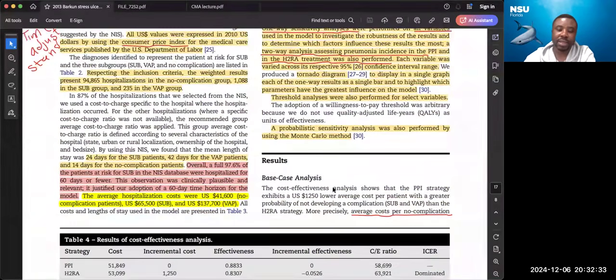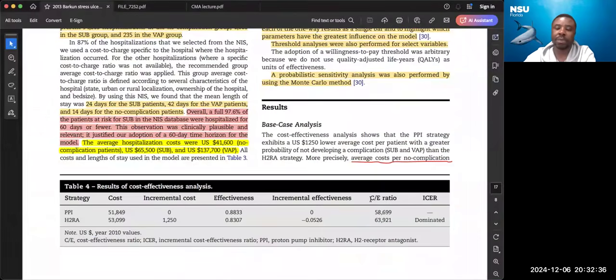They divided this, that is the cost effect ratio. They just divided 51,841 by 0.8833, and then they had this. So this is the cost you need to pay if you want to prevent complication. So if you pay this amount, no complication for the PPI.